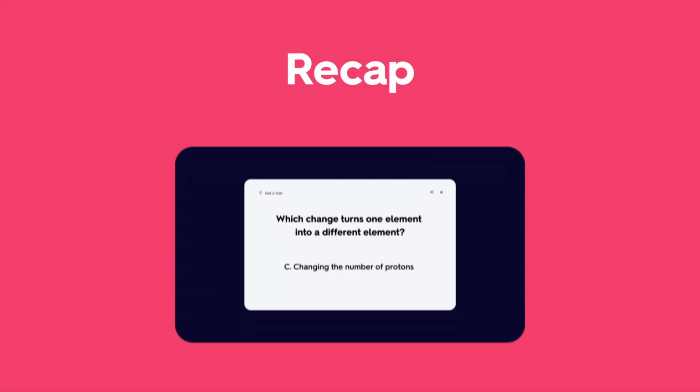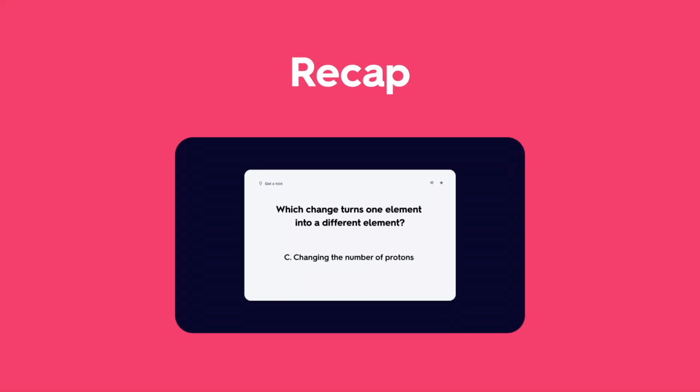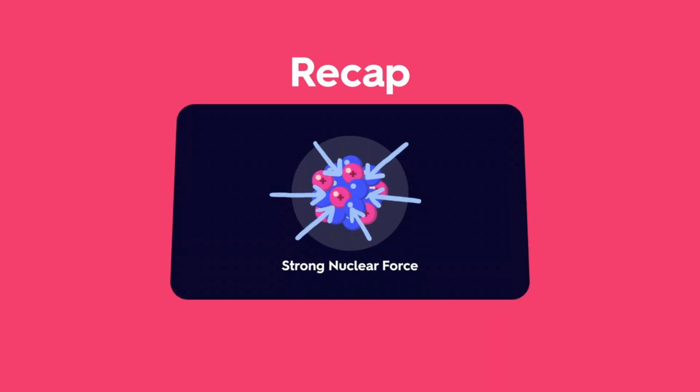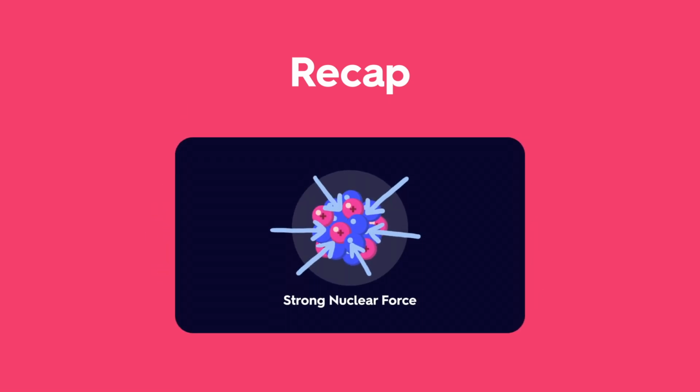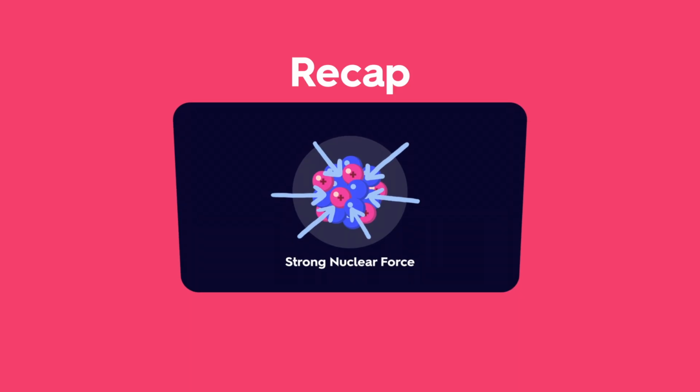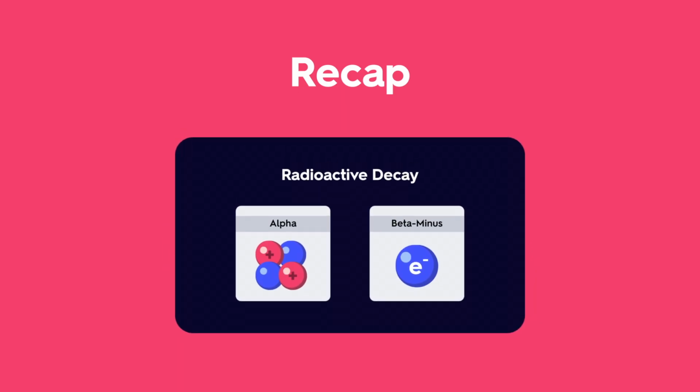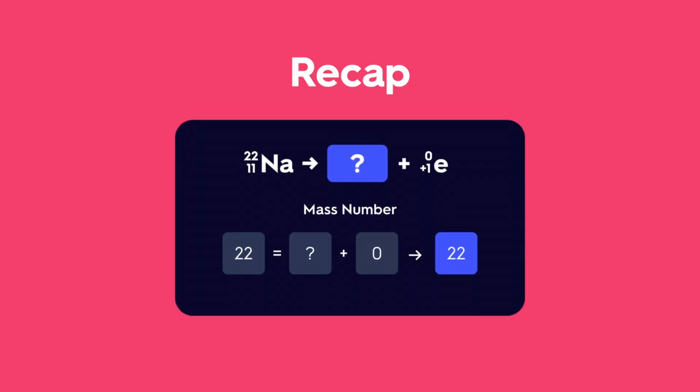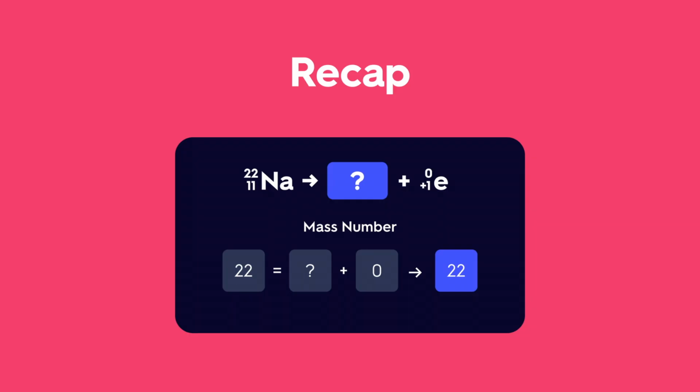To recap, nuclear changes happen in the nucleus, and the proton count determines the element. Nuclear stability depends on the balance between nuclear attraction, proton repulsion, and the neutron-to-proton ratio. Unstable nuclei can move toward greater stability through alpha decay, beta minus decay, positron emission, or gamma emission. To balance any nuclear equation, match both mass number and atomic number.